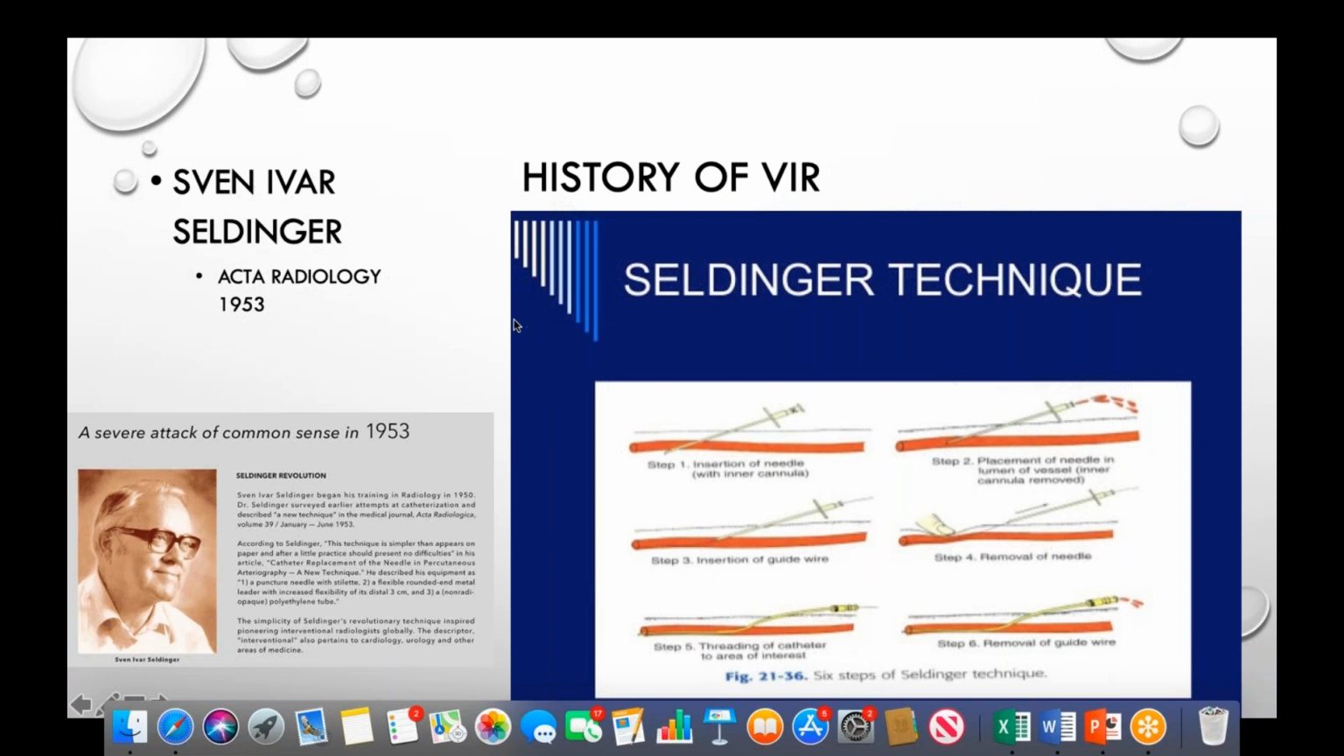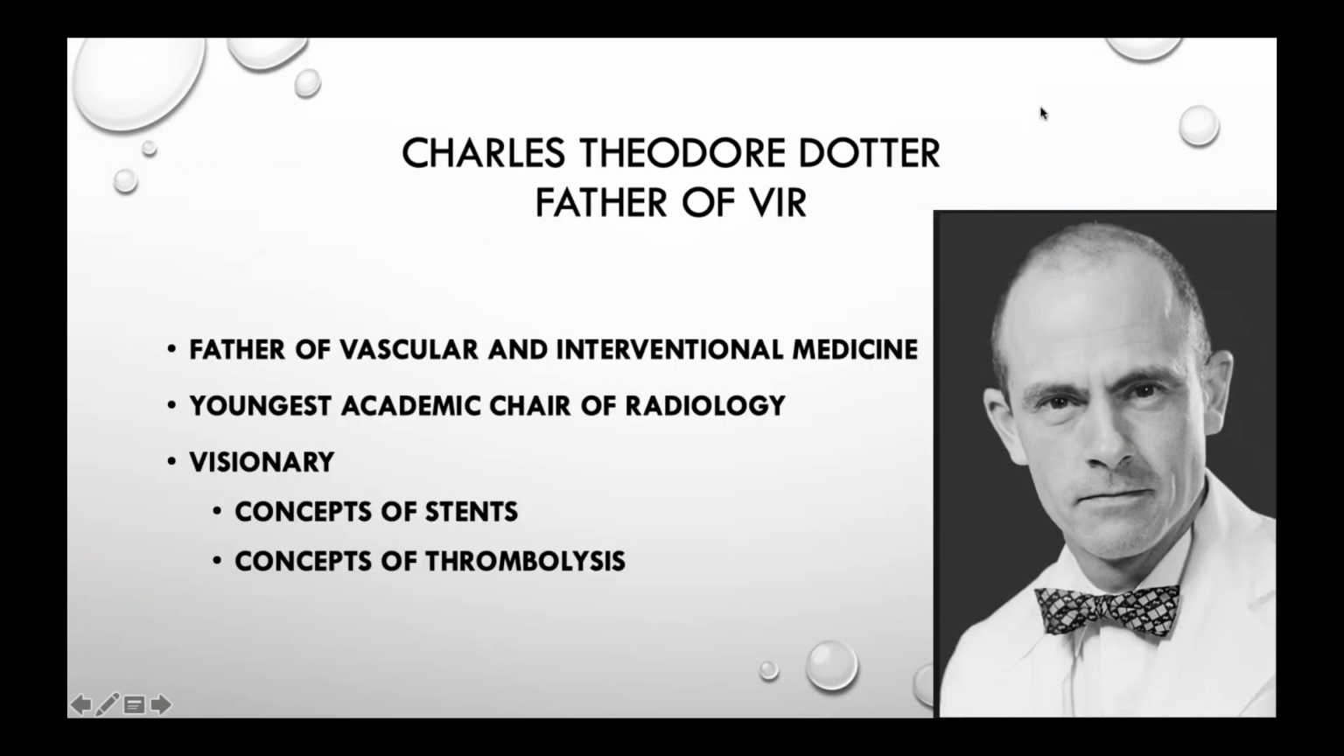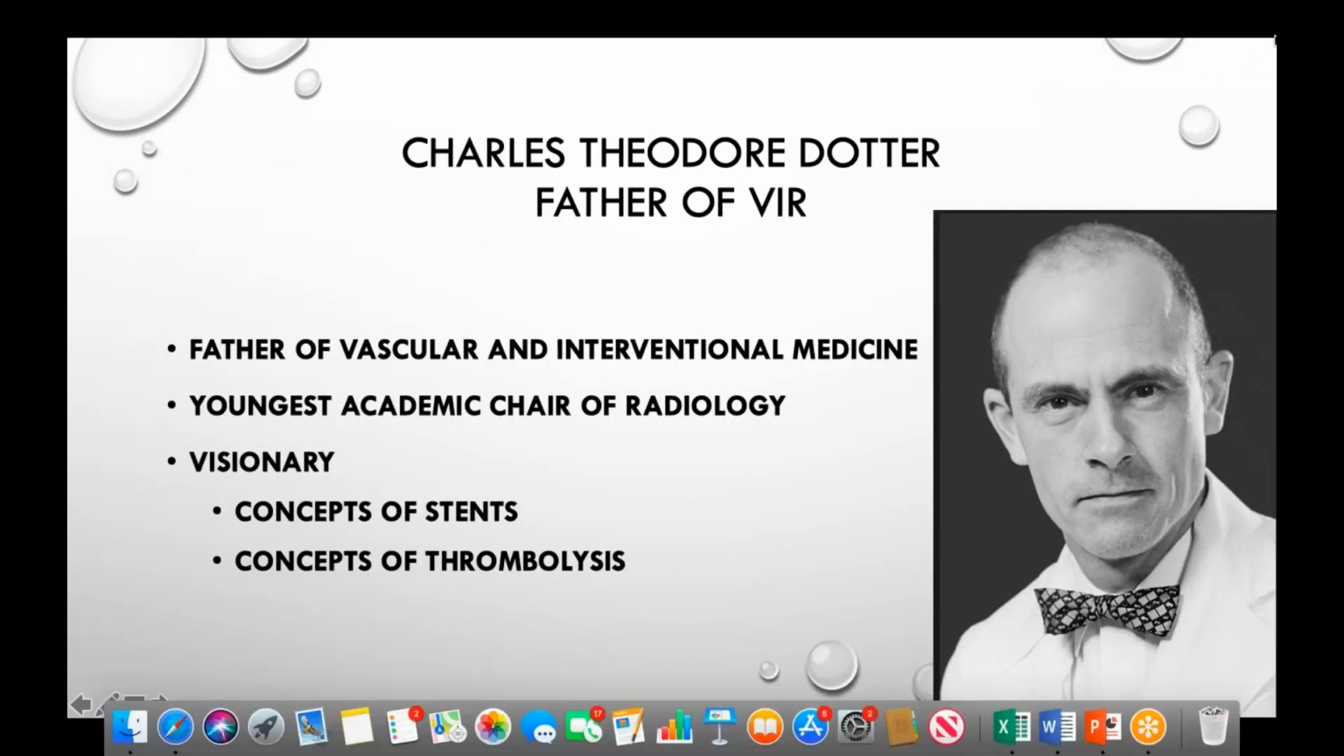It's called the Seldinger technique, and it's a way we do a lot of procedures, from aneurysm repairs to chest tubes to gastrostomy tubes, central lines, etc. It's a commonly utilized technique. So that was Seldinger, a Swedish radiologist. But really the field began because of this gentleman, Charles Theodore Dotter. He's really the father of vascular and all of interventional medicine from head to toe, from the brain to the heart to the toes. He was the youngest academic chair of radiology, and he was truly a visionary.